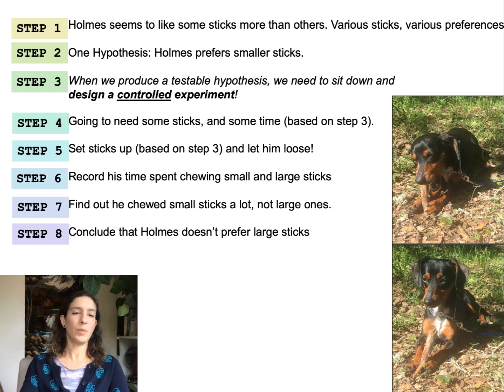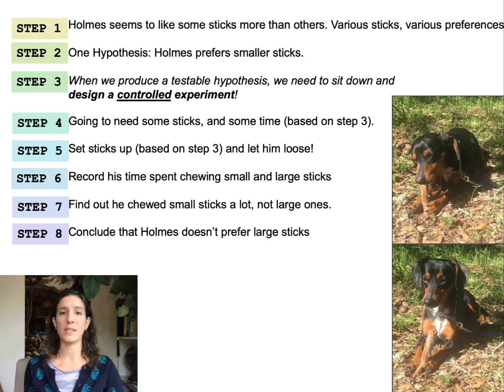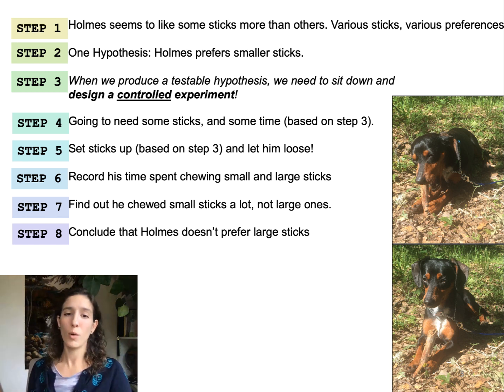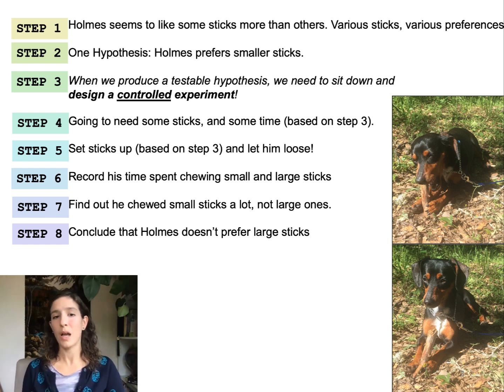And then the last step would be to conclude. In this case, what I'm pretty sure would happen is we would conclude that Holmes does not prefer large sticks. Notice, I'm not saying that he prefers small sticks. I'm not saying he loves small sticks, he's always going to pick a small stick. No, all I'm saying is, compared to small sticks, Holmes will not choose a large one.